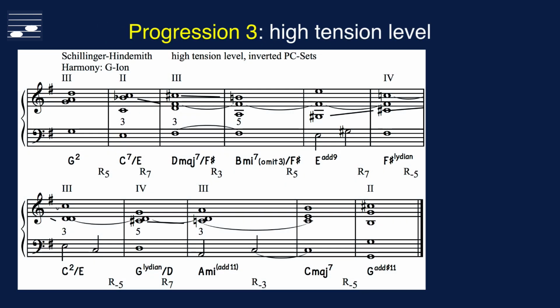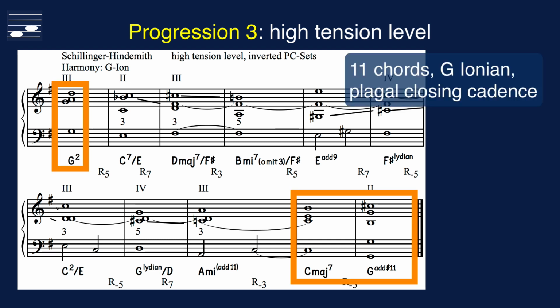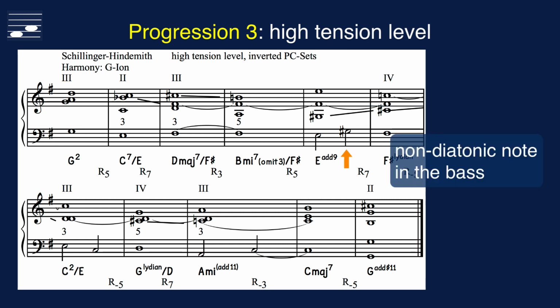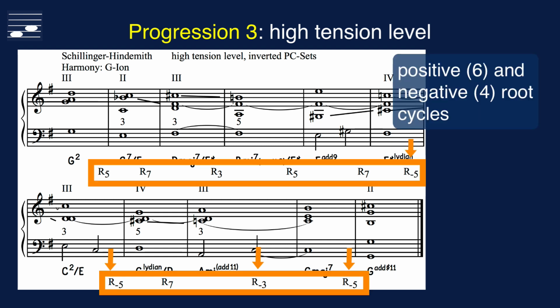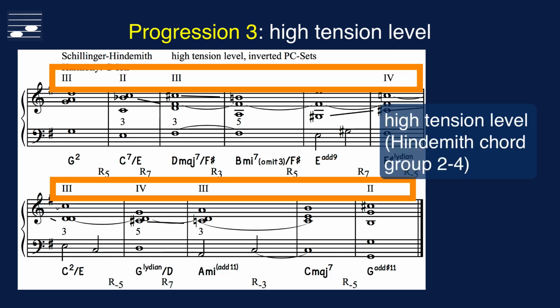The third example remains at high tension level. We see 11 chords in G Ionian major mode, and there's a plagal closing. Note that there is one altered note G sharp in the bass in measure 5, the result of chord inversion in order to create a more interesting bass part. The high tension level and tonal instability is also supported by the use of more negative root cycles. The chord structures belong to the Hindemith groups 2 to 4.